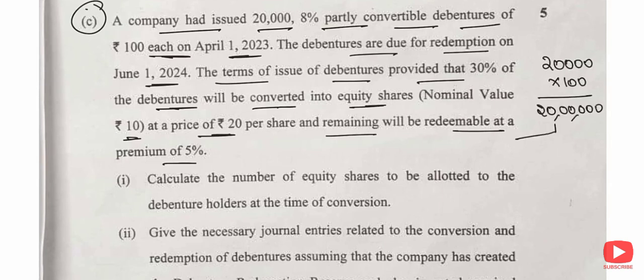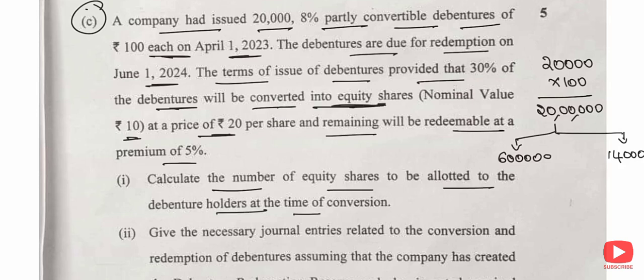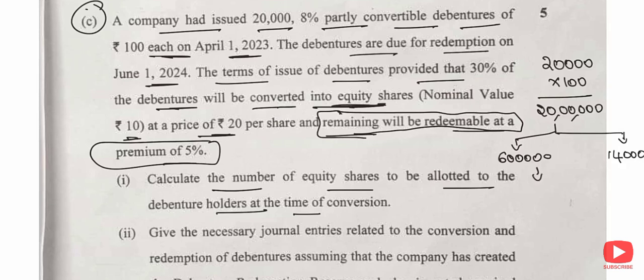So now what are you going to do? 30% will be 6 lakhs, and the remaining 70% will be 14 lakhs. Now the 6 lakh is converted into equity shares, they said. Calculate the number of equity shares to be allotted to the debenture holders. Clearly they said the remaining will be redeemable at a premium of 5%. That means for this there is no premium. So 6 lakhs divided by 20 is 30,000 shares. 30,000 equity shares are issued.